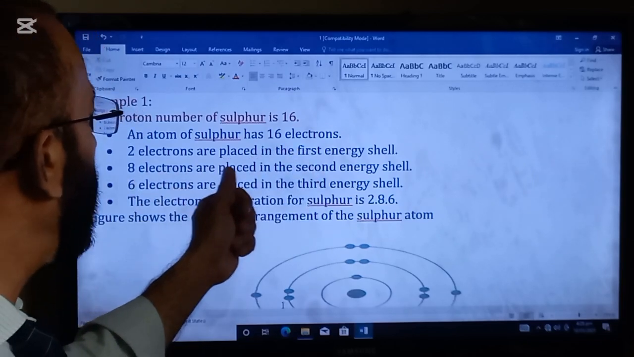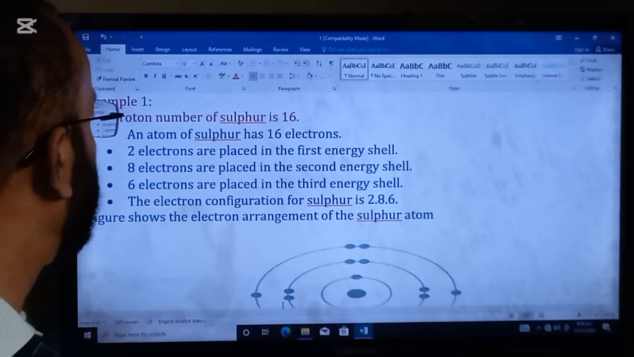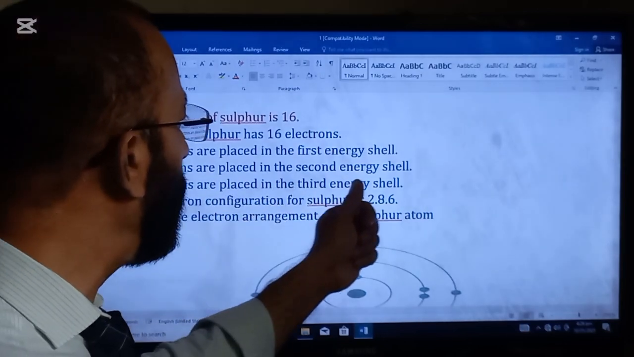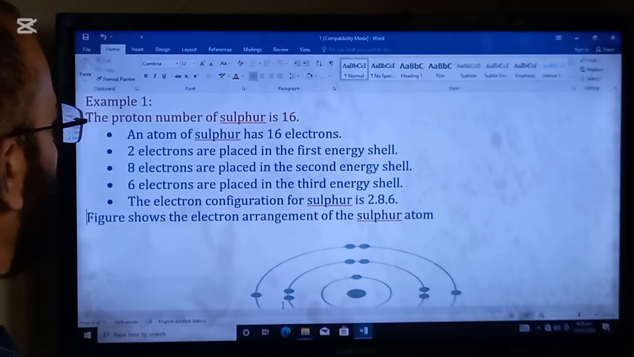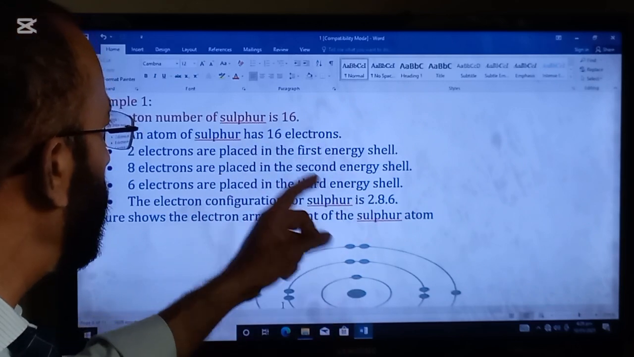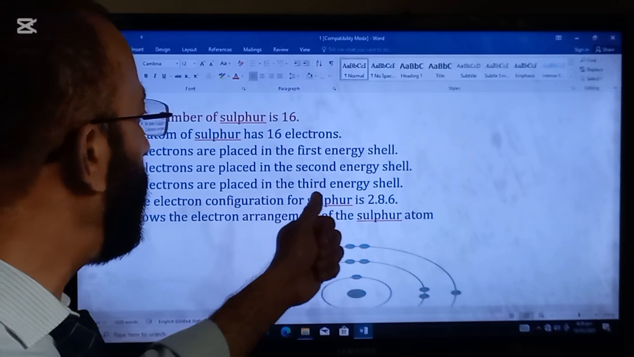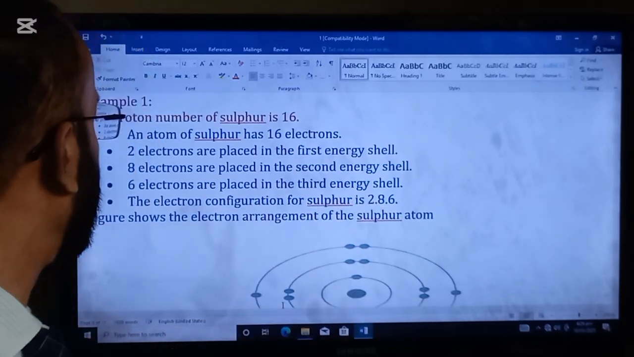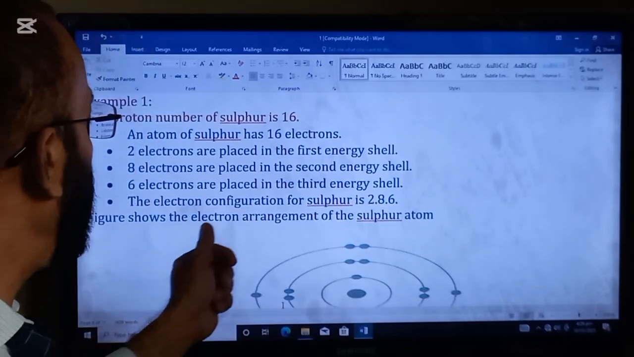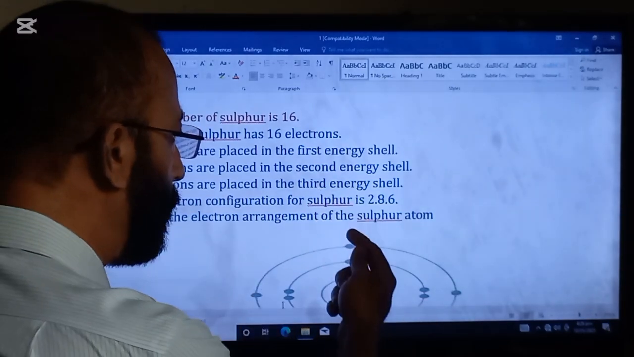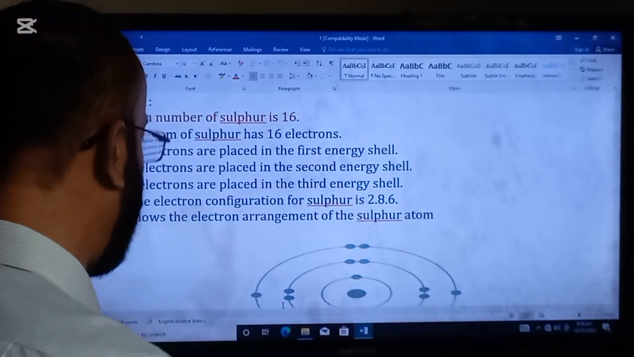2 electrons are placed in the first energy level. 8 electrons are placed in the second energy shell. So 2 plus 8 is 10, 6 will be left. So 6 electrons are placed in the third energy shell. The electronic configuration for sulfur is therefore 2, 8, 6.